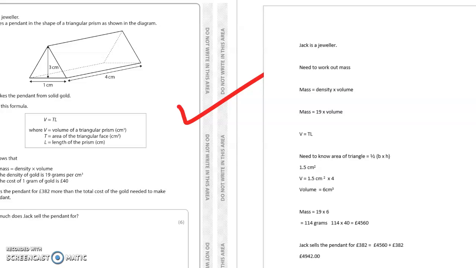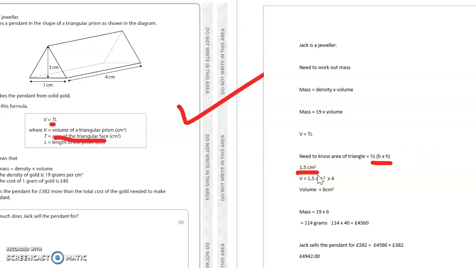So we need to go back to the formula to work out the volume. Volume equals TL. The prior knowledge that we do need here is to know, because T stands for the area of the triangular face, the formula for the area of a triangle. Area of a triangle is half base times height, so it's half times 1 times 3. When we expand that out, it comes to 1.5 centimetres squared.